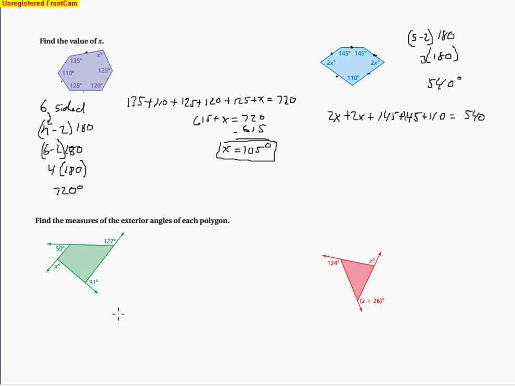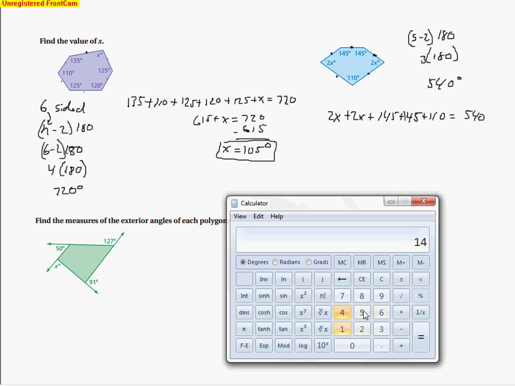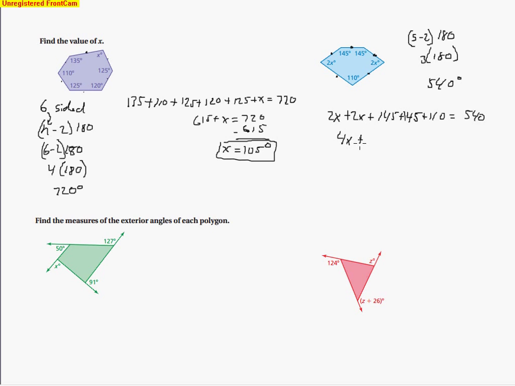So when I add some of those numbers together, I have 145 plus 145, and then plus the 110, and that gives me 400. So 4x plus 400. I got the 4x because I added the 2x and the 2x. And I'm going to now subtract that 400 from both sides, giving me 140. And so now I can go ahead and divide by 4. 4 doesn't go into 14 evenly, but it goes 3 times with 2 left over, and it goes into 20 five times. So 35 is what x is, and that's what they wanted there.